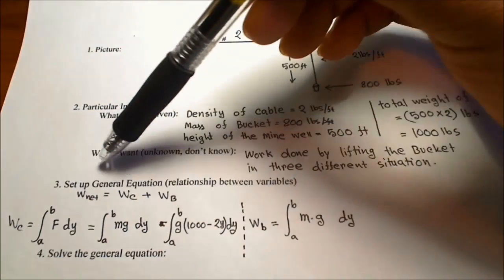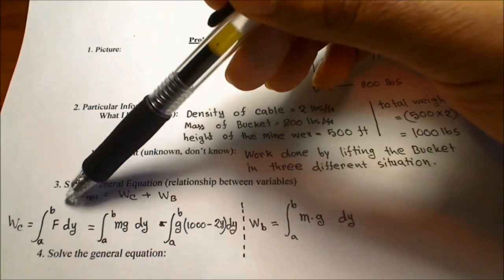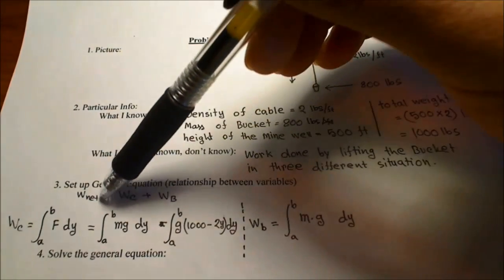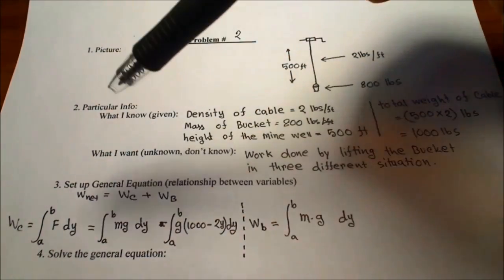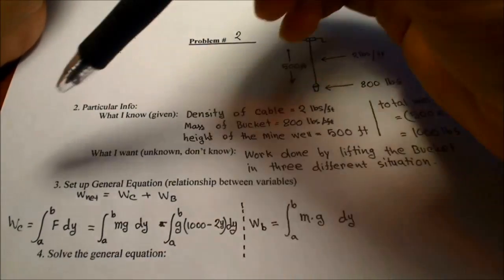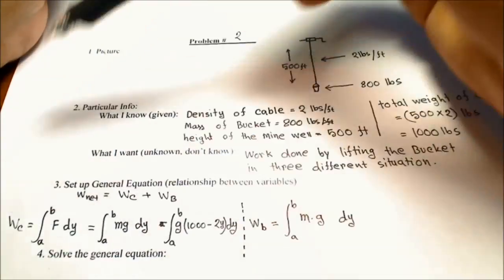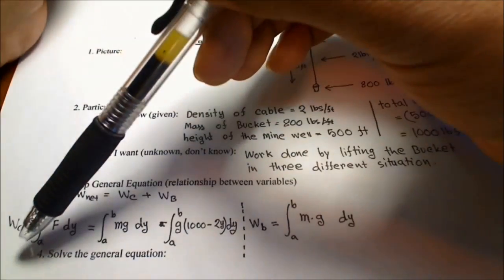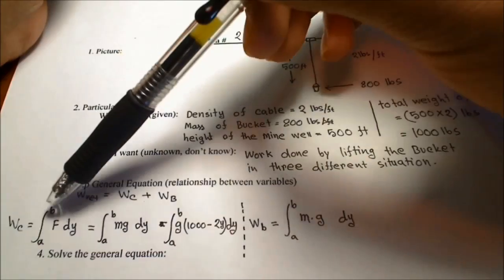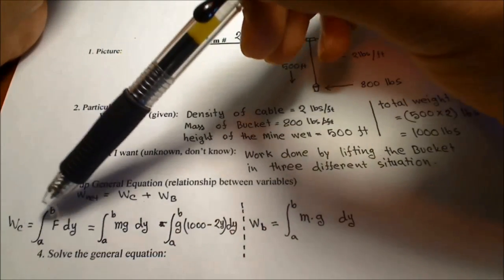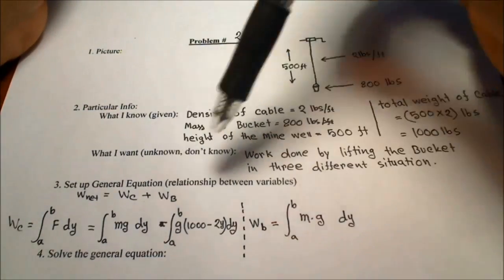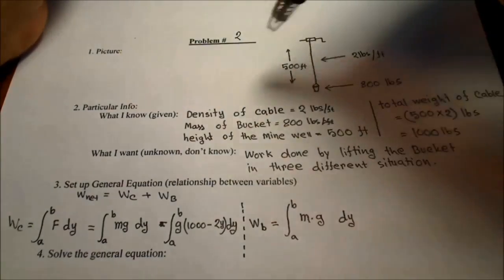Then we set up the general equation. Our general equation would be total work equals work done to pull the cable plus work done to pull the bucket itself. We're splitting them so it's easier to work with. The work done to pull the cable is going to be the integral of force, with limits from point A to point B, dy. And then we broke down F into mg, since we're pulling against gravity.